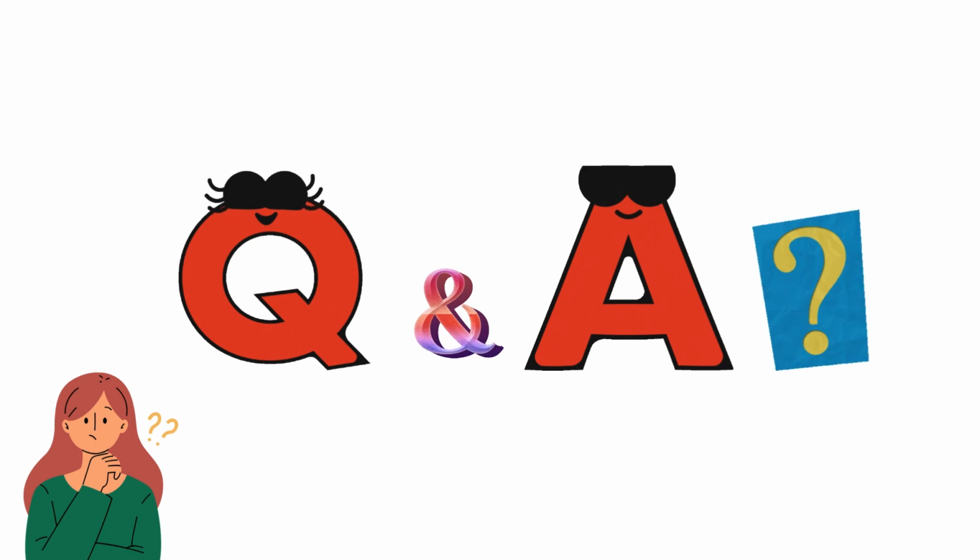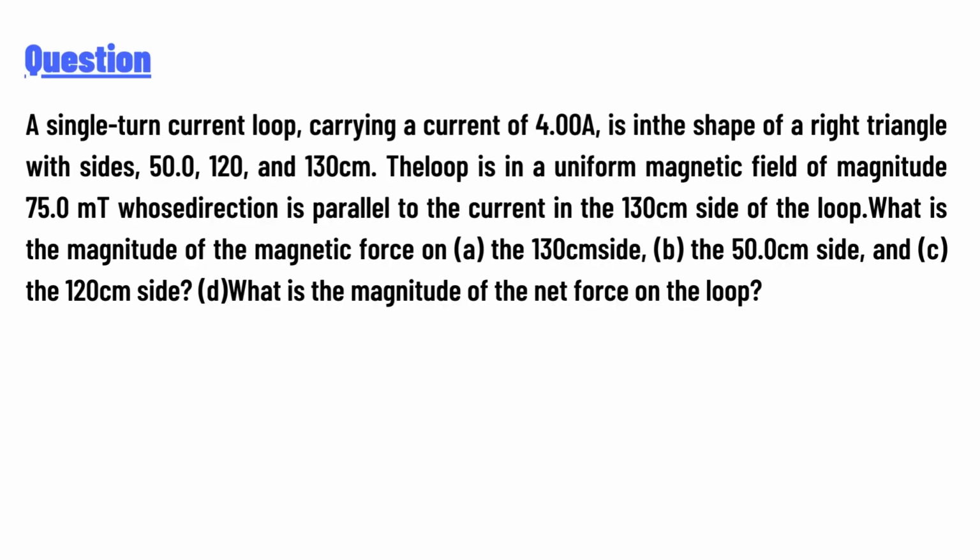So our today's question is, a single turn current loop carrying a current of 4.00 ampere in the shape of a right triangle with sides 50.0, 120 and 130 centimeter. The loop is in a uniform magnetic field of magnitude 75.0 mT whose direction is parallel to the current in the 130 cm side of the loop. What is the magnitude of the magnetic force on A, the 130 cm side, B, the 50 cm side, C, the 120 cm side, D, what is the magnitude of the net force on the loop?